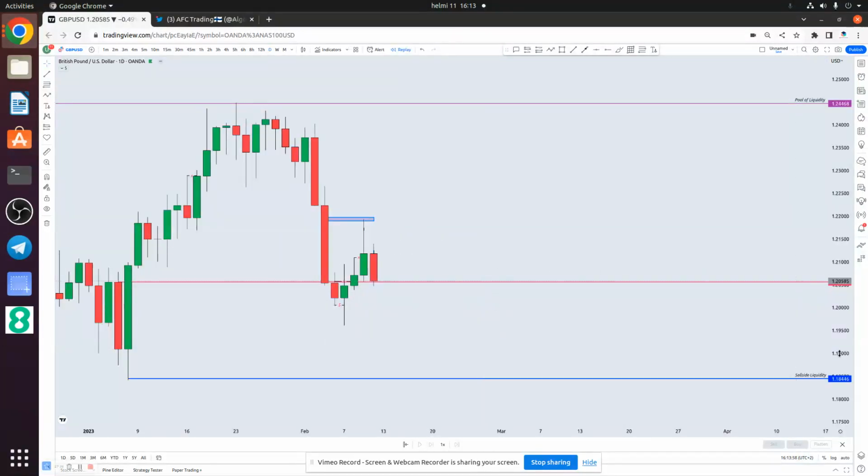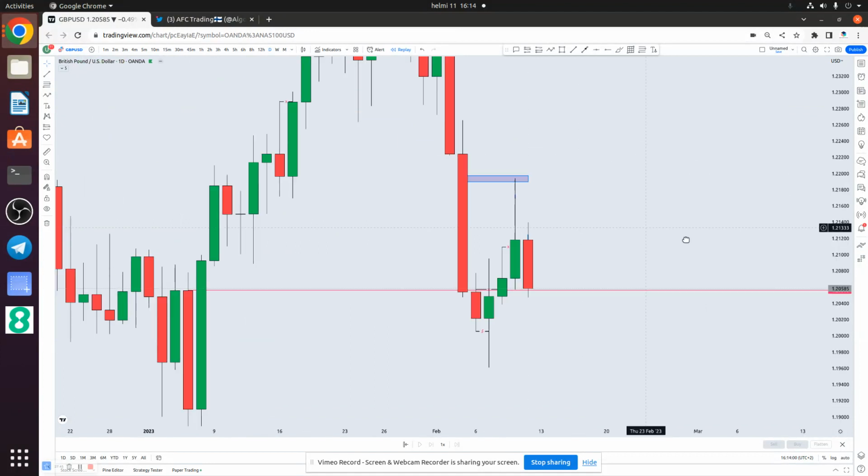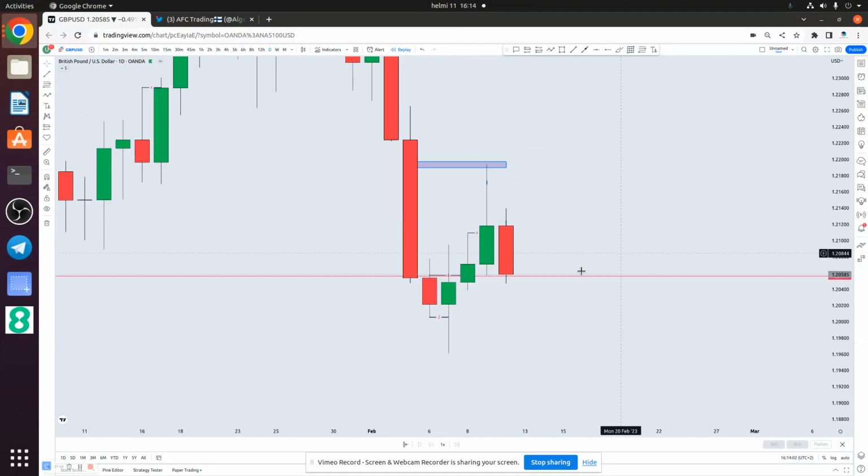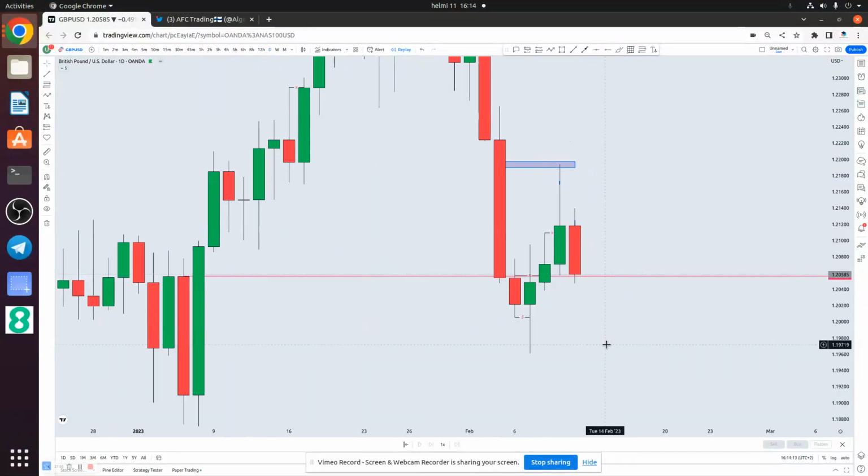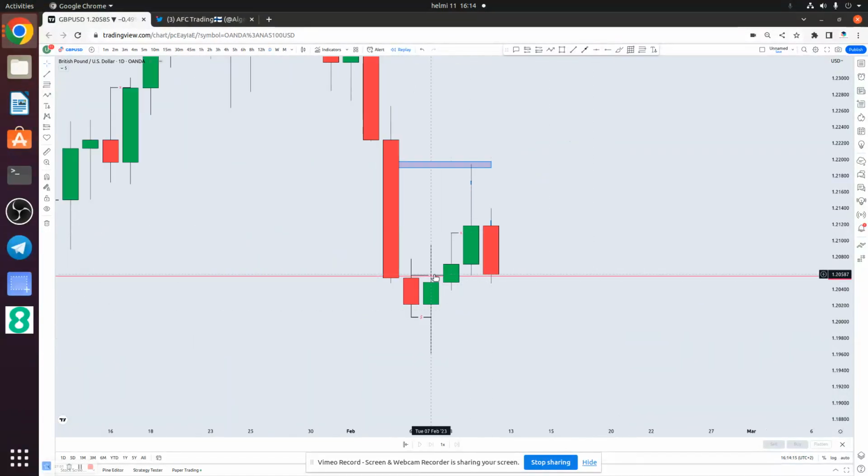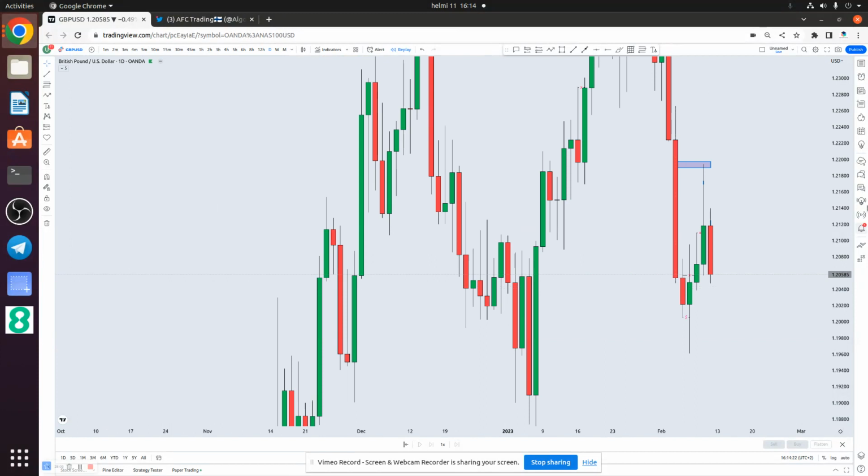and then if you watch ICT videos, you know what this candle is called. It's called, what is it, propulsion order block or something. But to make it easier, I call both of them order blocks, and price is still above it. All right, so we'll see what happens next week.